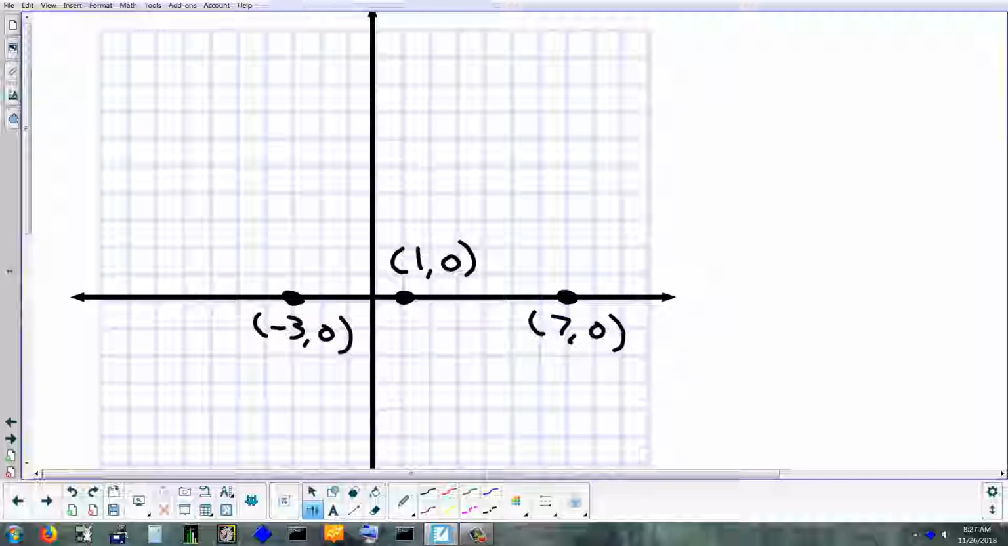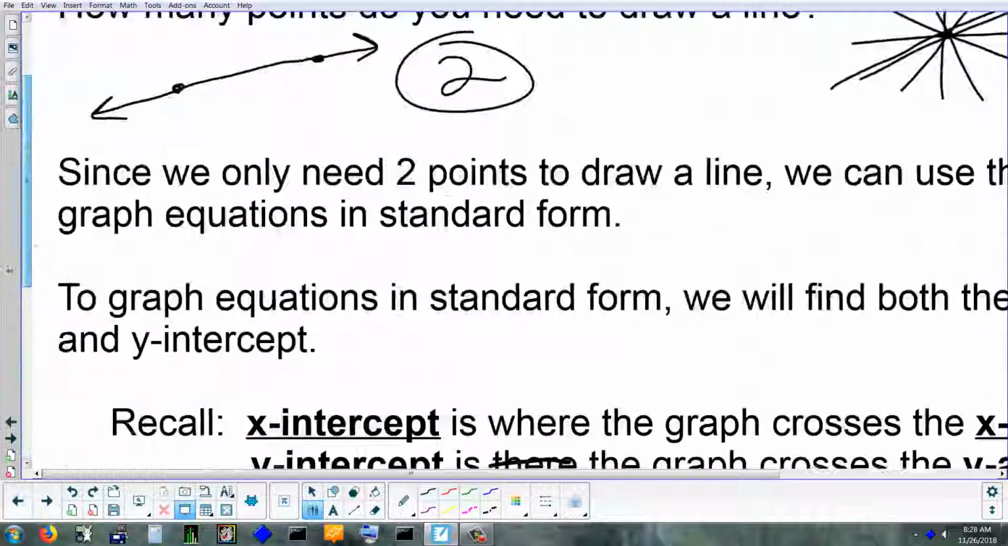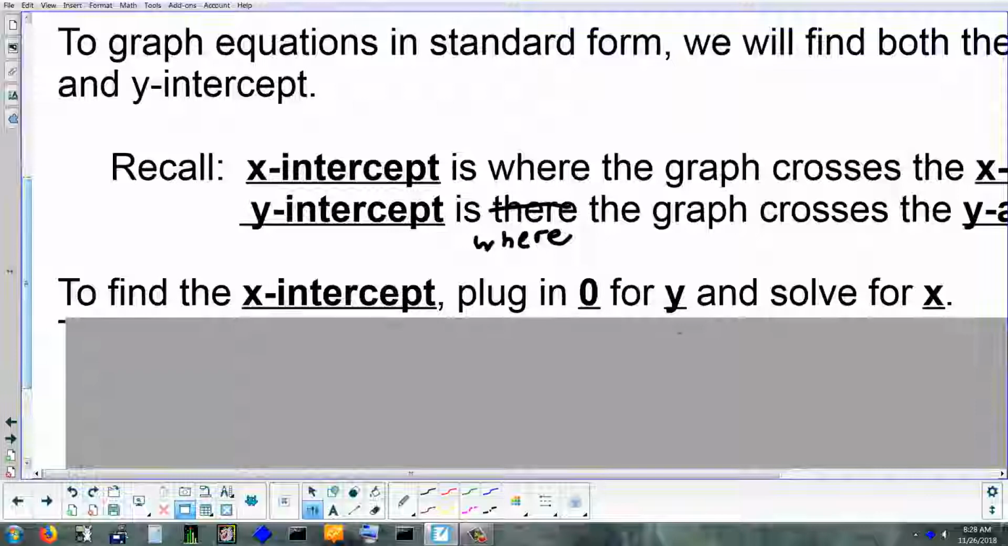What do you notice about all those coordinates? 0 for the y value. They all have 0 for the y value on the x-intercept. And that's exactly what Mr. Roy is going to show you next. To find the x-intercept, you're using this number 0. Why? We just showed you. They all have a y value of 0. That's when we want to find that x-intercept.